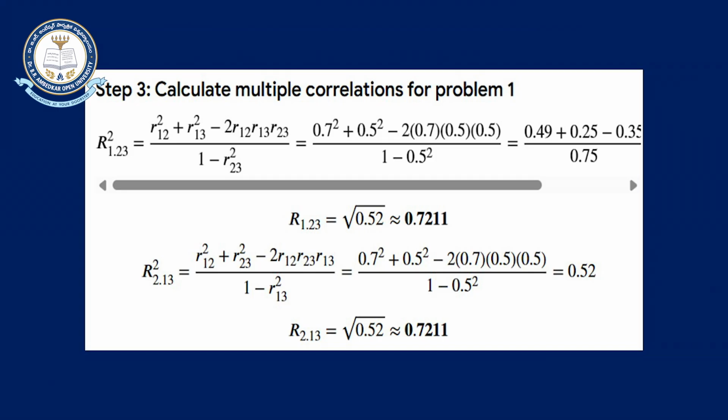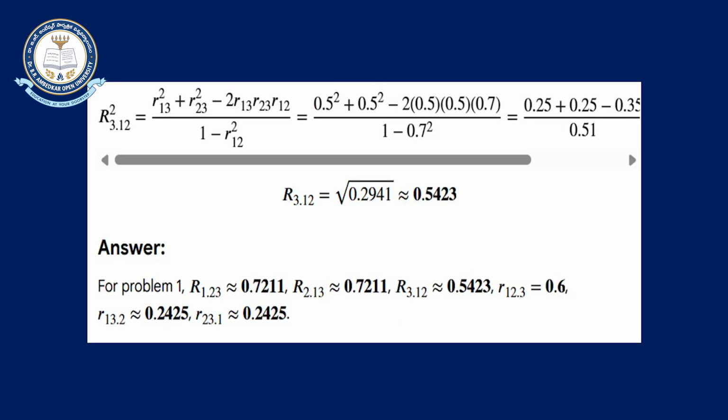Next, R2.13 whole square equals R12 whole square plus R23 whole square minus 2 R12 R23 R13, divided by 1 minus R13 whole square. So, 0.7 whole square plus 0.5 whole square minus 2 times 0.7, 0.5, 0.5, divided by 1 minus 0.5 whole square, equal to 0.52. So, R2.13 equals 0.7211. So, this property is also satisfied. Now, I will go for R3.12 whole square. Here also I use this formula, and I get 0.5423. So, all the values clearly satisfy the properties. Here, the partial correlation coefficients and multiple correlation coefficients are clearly obtained.